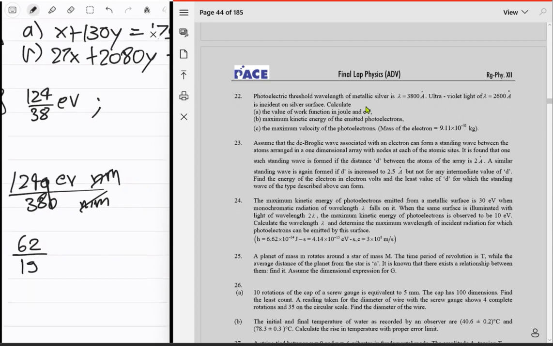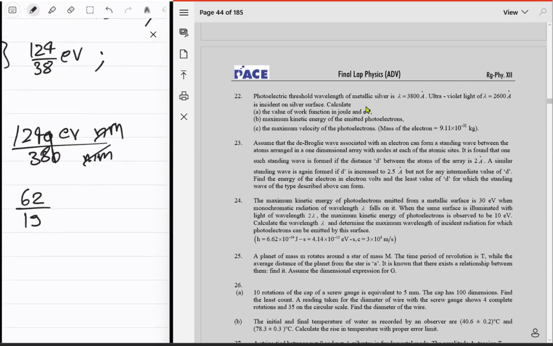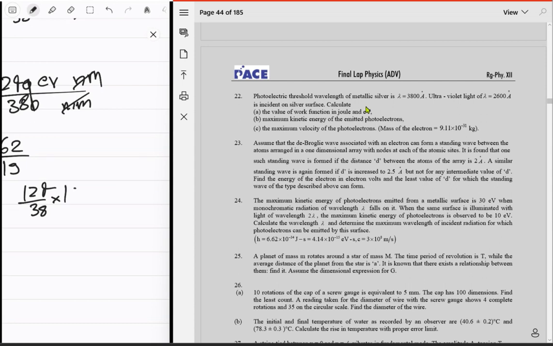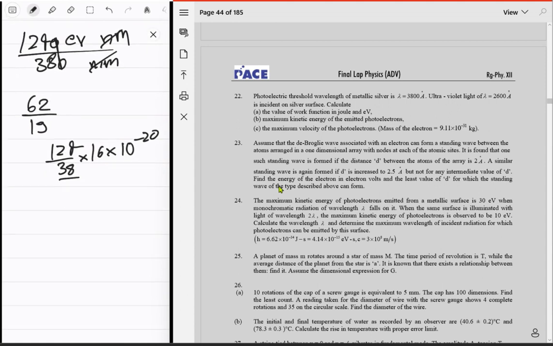And what else? You also want it in joules, so convert electron volts to joules. Just 124 upon 38 times, how much is one electron volt? Just 1.6 times 10 power -19 joules, right? Approximately this much. I guess this is close to 40 or something. I should probably just make this 40, right? I think I should. I never actually decrease this thing, but whatever, what difference does it make? Okay, that's a rash decision. Don't do that. So approximately this much, right?